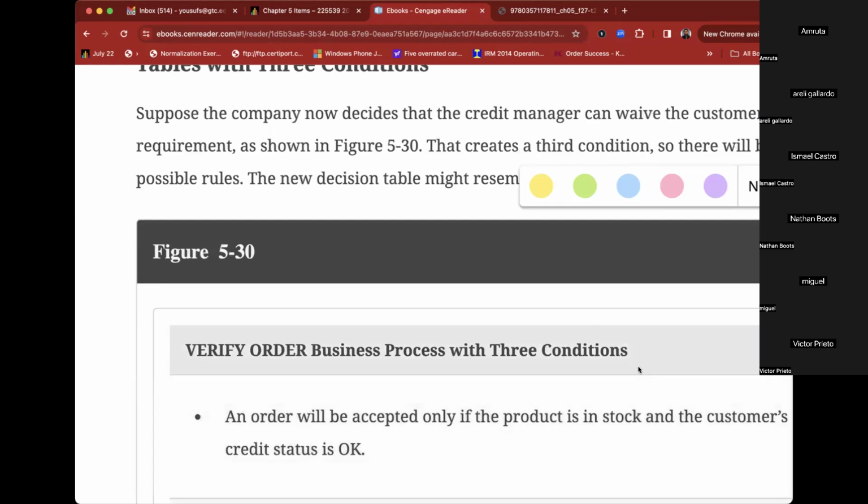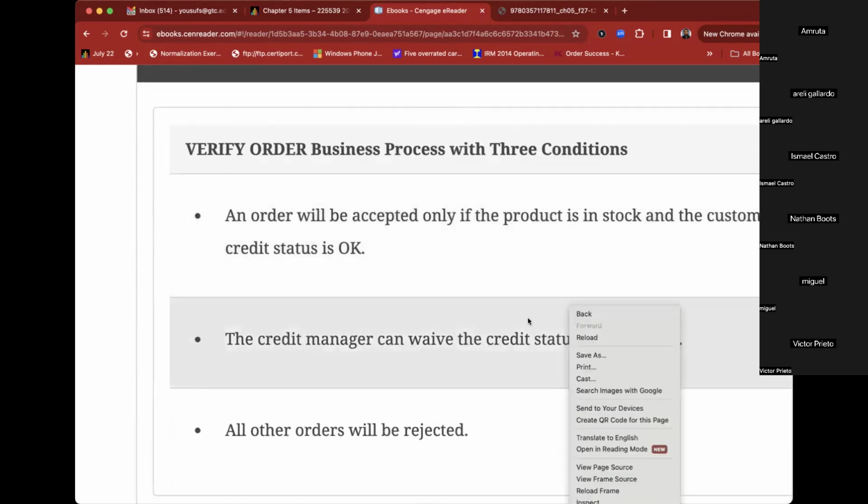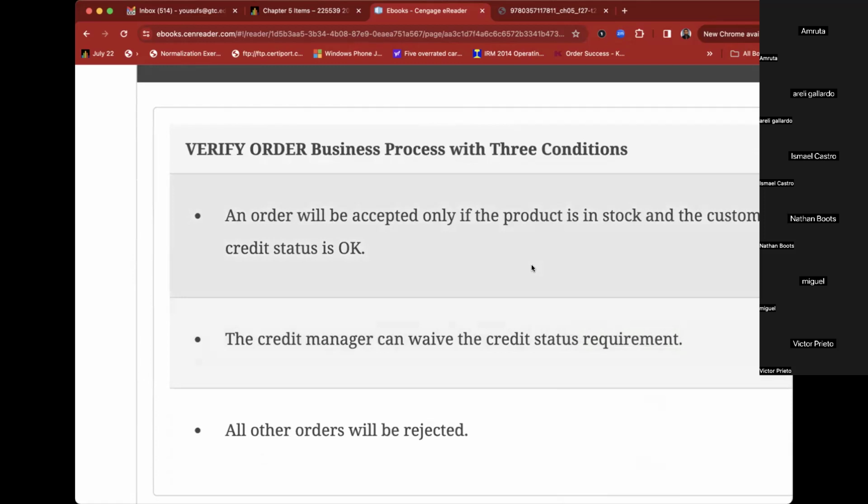Now let's take this to the next level and say, okay, you know what? We will now make this slightly complicated by saying an order will be accepted only if the product is in stock and the customer status is okay, good enough. The credit manager can waive the credit status. What does that mean? That means if the product is in stock and the customer credit status is not okay, then the manager has the authority to waive that requirement and the product can still be ordered. Everybody follow those 3 rules?